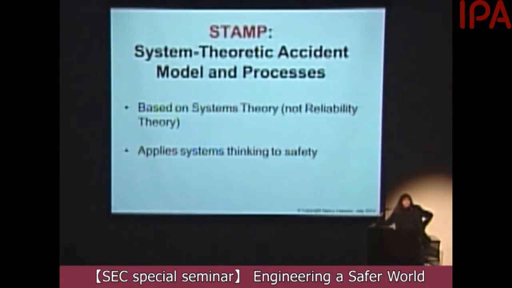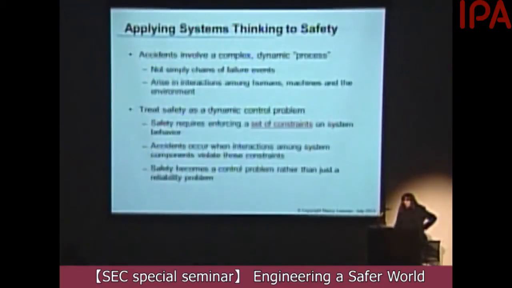It's based on this new accident causality model called STAMP, which stands for Systems-Theoretic Accident Model and Processes. It's based on systems theory, not reliability theory like the older techniques. It applies systems thinking to safety. So what does that mean? Well, accidents, instead of being thought of as simply chains of events, failure events, we picture them as a complex dynamic process. They arise in the interactions among humans, machines, and the environment. Basically, we treat safety as a dynamic control problem.